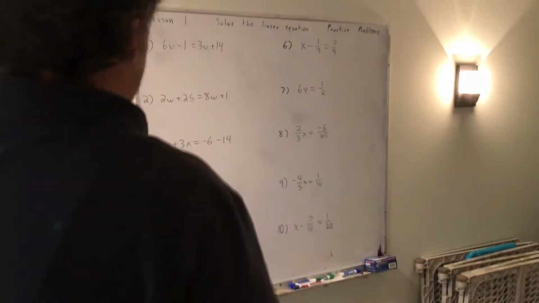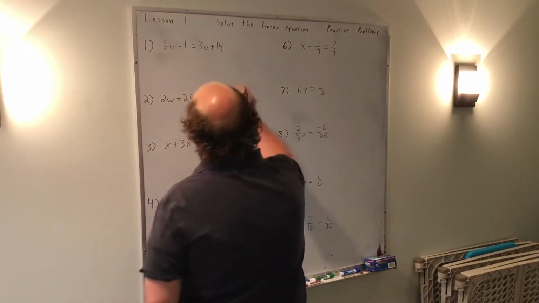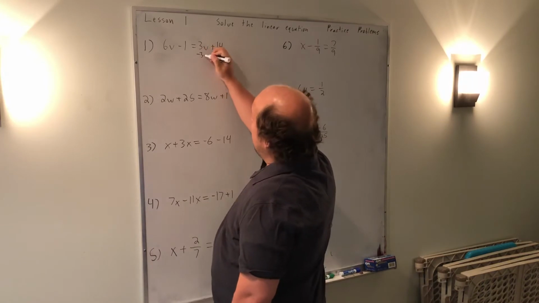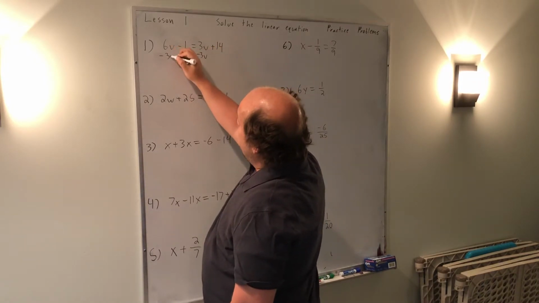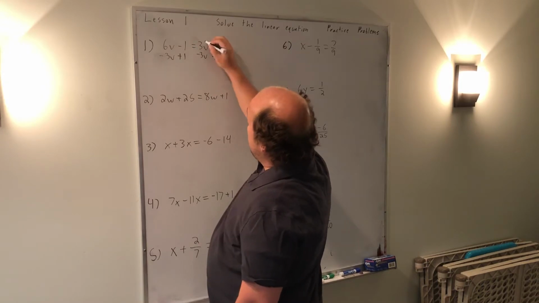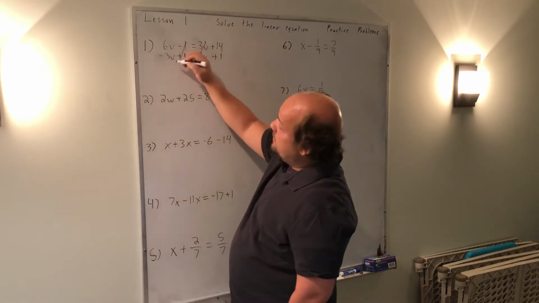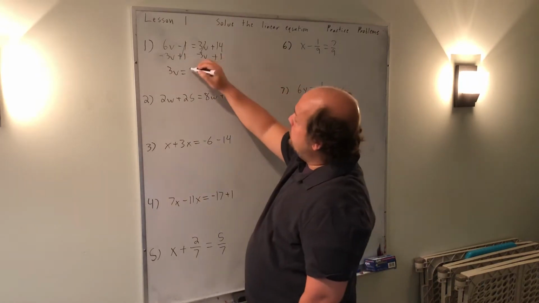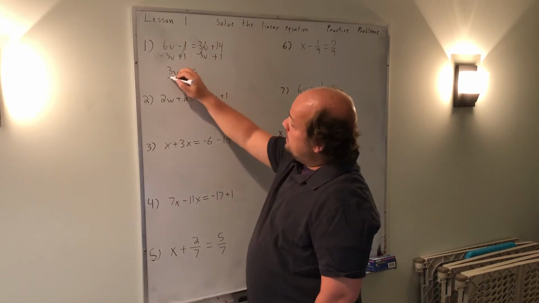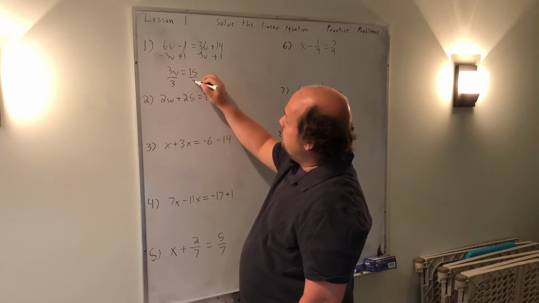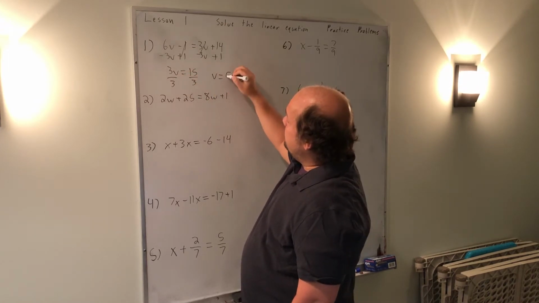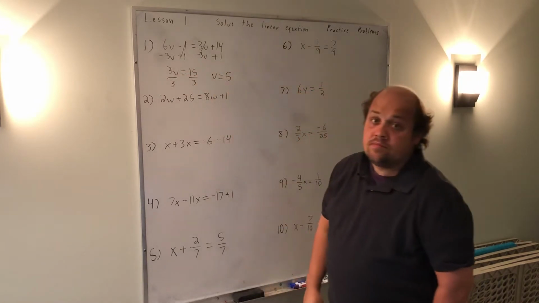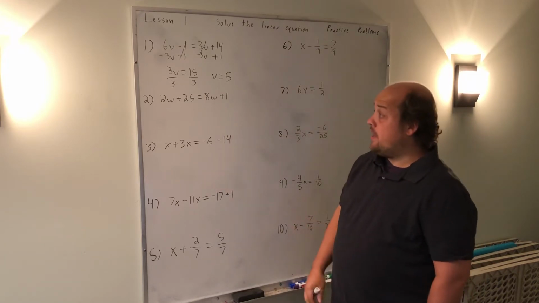In our first problem, we want to take the letters to the left, so I'm going to subtract 3v from the right. We want to take the numbers to the right, so I'm going to add 1 to each side. These will go away. 6v minus 3v leaves me with 3v. 14 plus 1 leaves me with 15. If I then divide by the 3 that's in front of the v, I get my final answer of v equals 5.